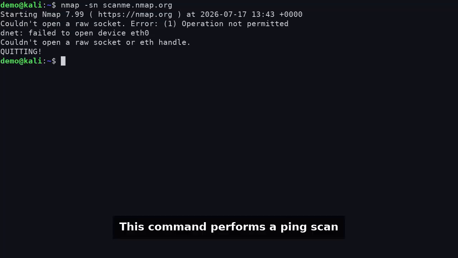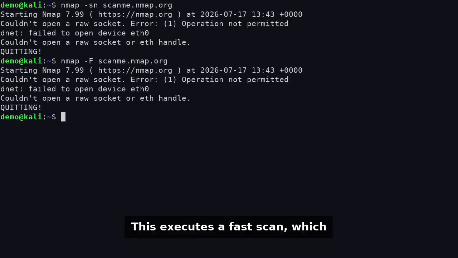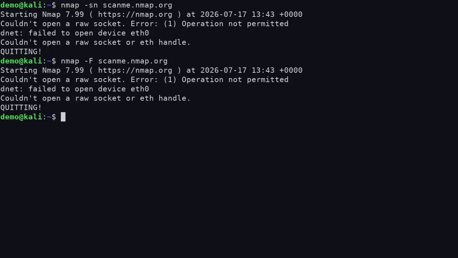This command performs a ping scan to discover if the host is online without running a port scan. It's a fast way to confirm a target is responsive. This executes a fast scan, which checks the 100 most common TCP ports instead of all 65,535. It provides a quick overview of the most likely services running on the host.